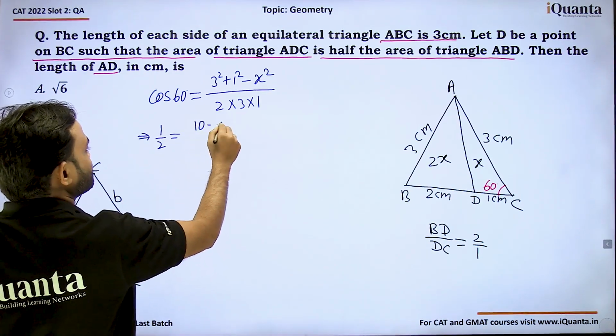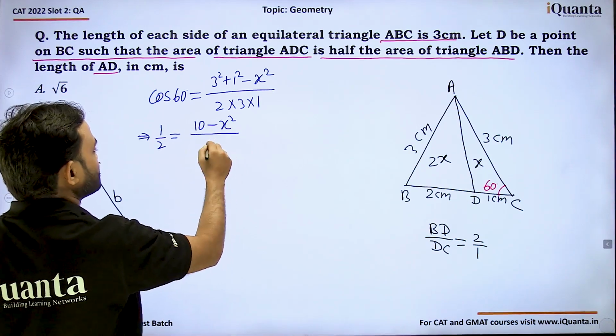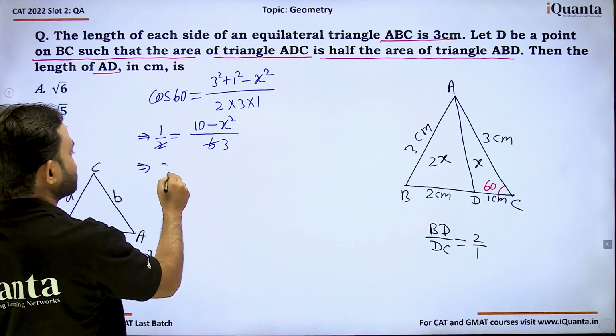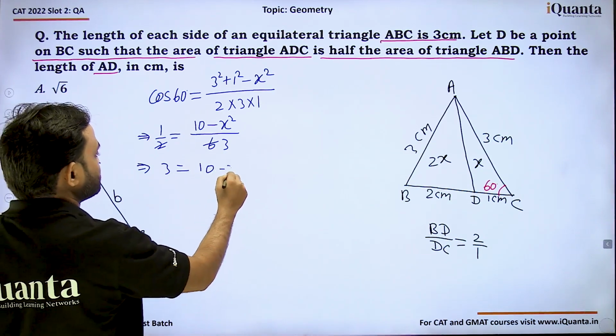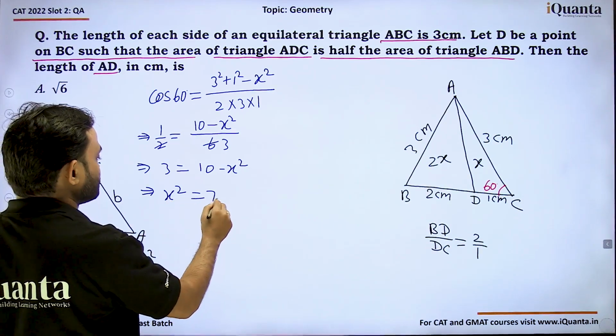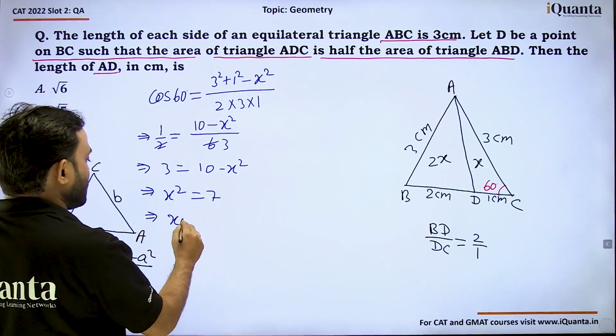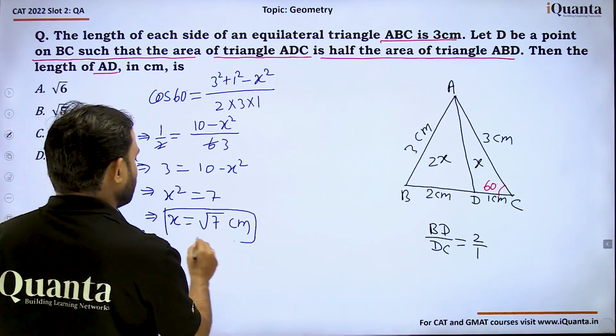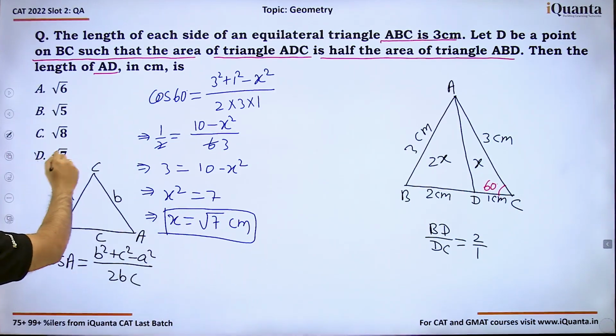This is (10 minus x square) upon, this will be 6. This 3 times cancelled out. Or we can say 3 is equal to 10 minus x square, or x square will be equal to 7, or x is equal to root 7 centimeter, which is our option D.